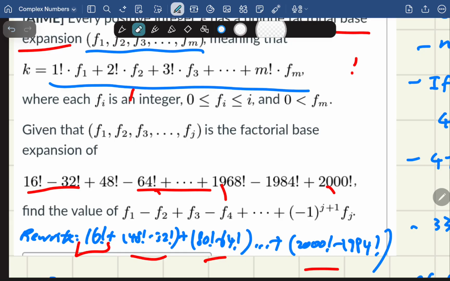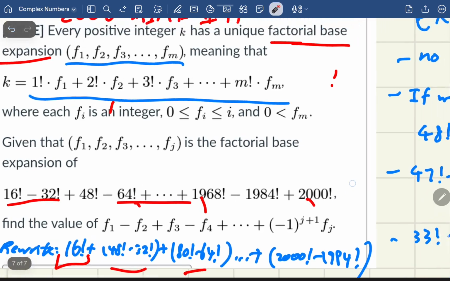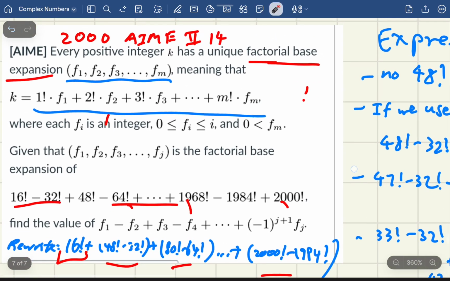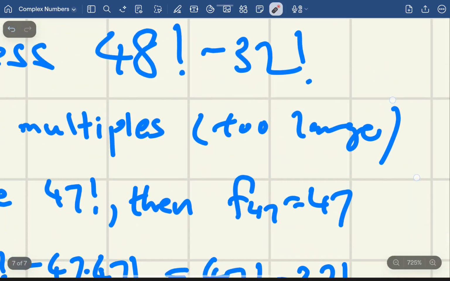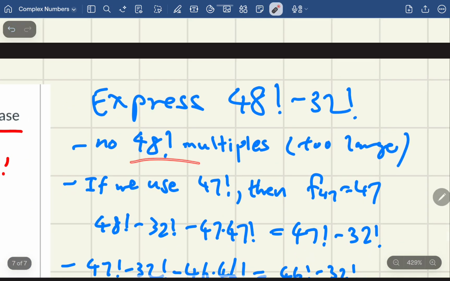Now, the reason we're doing this is in this way we can see how each of these can contribute to this alternating sum. And it turns out it's not that bad. So first, let's consider expressing 48 factorial minus 32 factorial. So we can't have any 48 factorials because that's too large. So we resort to 47 factorials. The maximum we can have is 47. And if we subtract that, we get 47 factorial minus 32 factorial.